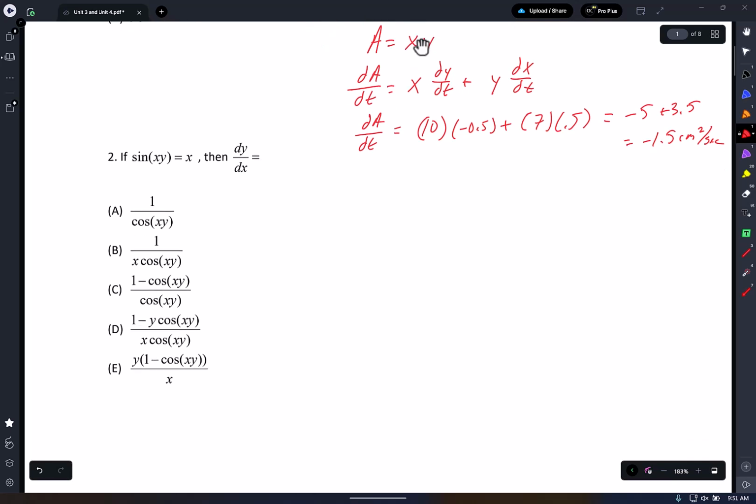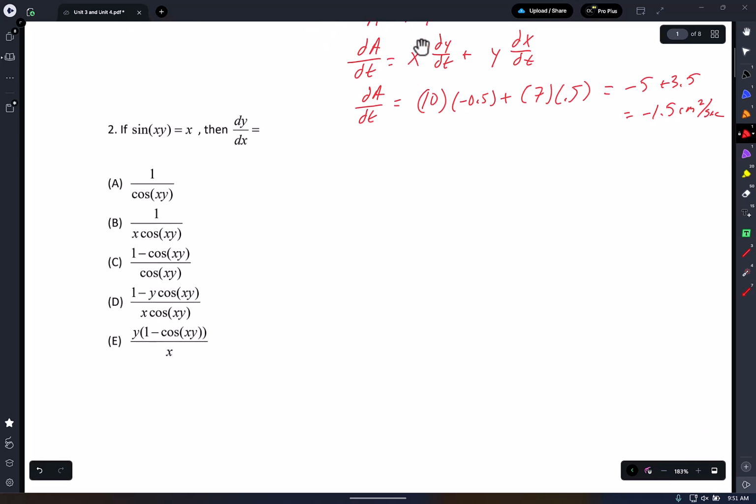All right, question 2. If sine of xy equals x, find dy/dx. The first thing you've got to do, guys, there's still some of you that are saying y equals this. There is no y equals. You've got to do this implicitly, and it must be implicit. If you said y prime equals right off the bat, I'm going to dock a point for that, guys.